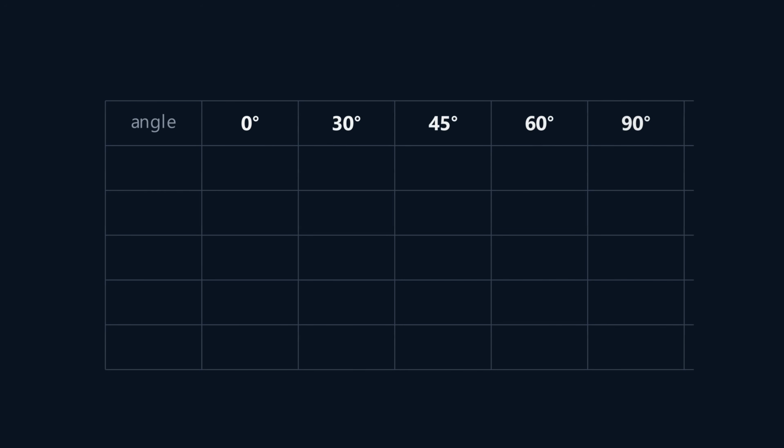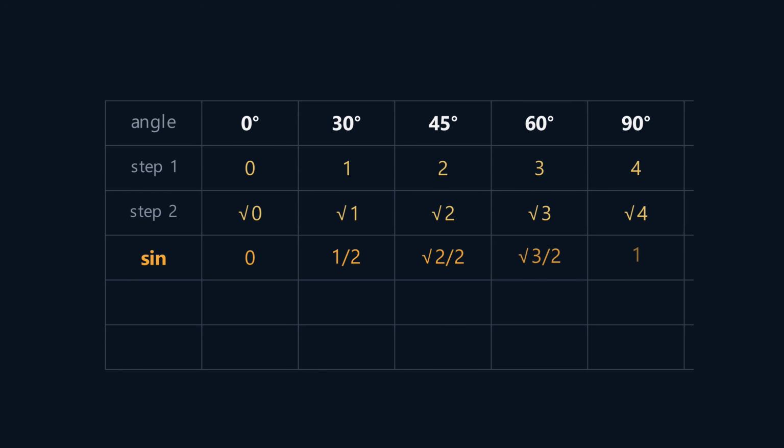And now the trick that makes all of this memorable. Write the numbers 0, 1, 2, 3, 4 in a row. Take the square root of each. Divide each by 2. You have just written the sine of 0, 30, 45, 60, and 90 degrees in order. Read the same row backwards, and you have the cosines.